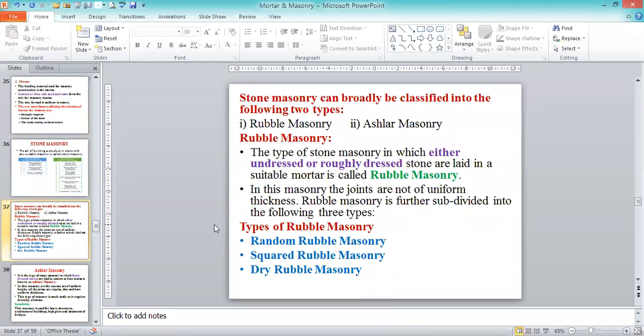In this masonry, the joints are not of uniform thickness because we are using different sizes. Obviously, the joints are also not of uniform thickness. They are divided into random rubble masonry, RRM, squared rubble masonry, SRM, and dry rubble masonry, DRM.